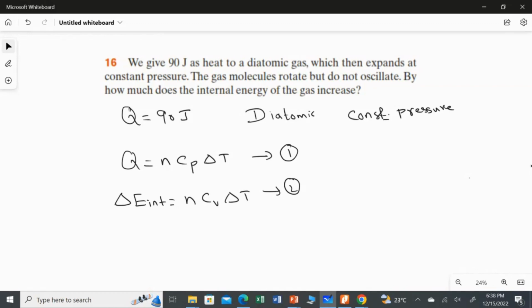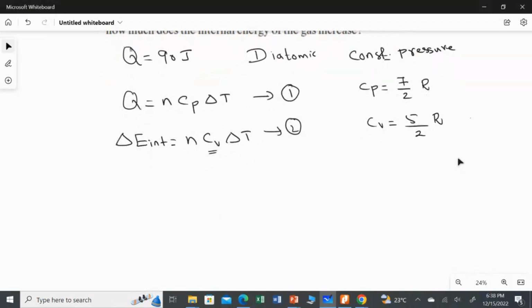And this is a diatomic gas, so Cp takes the value at constant pressure. What's the value of Cp? Cp will take the value of 7/2 times R. Likewise, Cv for diatomic will take the value of 5/2 times R. Now I'm going to divide equation 2 by 1 because we are going to find the change in internal energy. So divide equation 2 by 1.